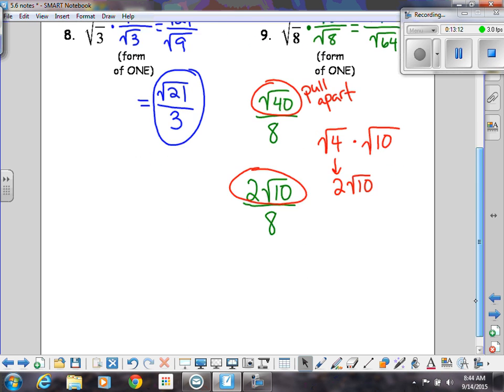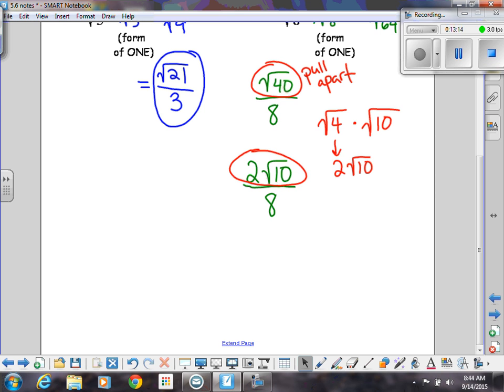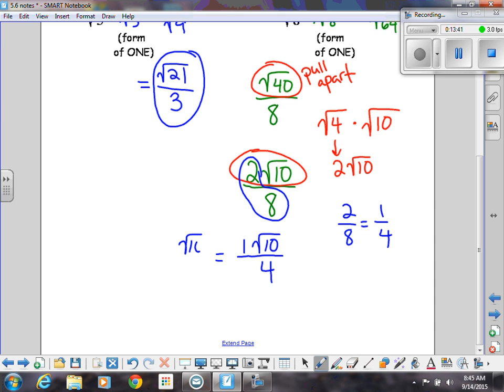Now, normally we would think, okay, we're done. We pulled it apart. But I'm going to ask you to do one more thing. This 2 divided by 8 is not underneath the square root, and I always harp on you to reduce your fractions. So 2 over 8 can reduce to 1 over 4. So I'm going to want you to reduce that fraction if you can. You can write it as 1 square root of 10 over 4, or you can just write it as square root of 10 over 4, right? Because 1 times square root of 10 is the same thing. So either one of these would be our final answer.